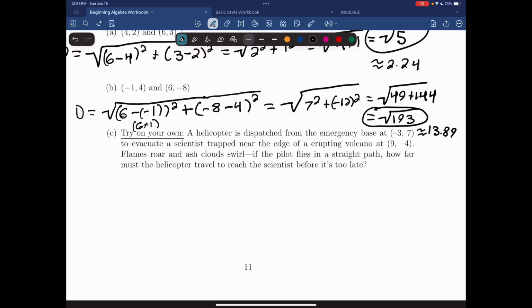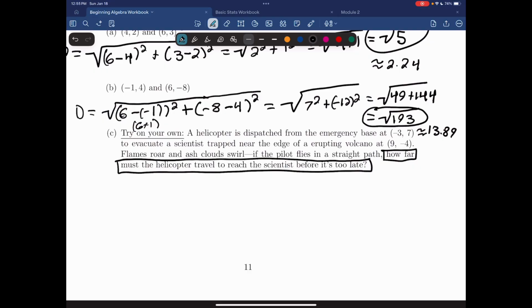Flames roar and ash clouds swirl. If the pilot flies in a straight path, how far must the helicopter travel to reach the scientist before it's too late? Okay, well, let's see. We want to know how far the helicopter must travel to reach the scientist before it's too late. Well, to do that, we're going to need to find the distance between these two points.